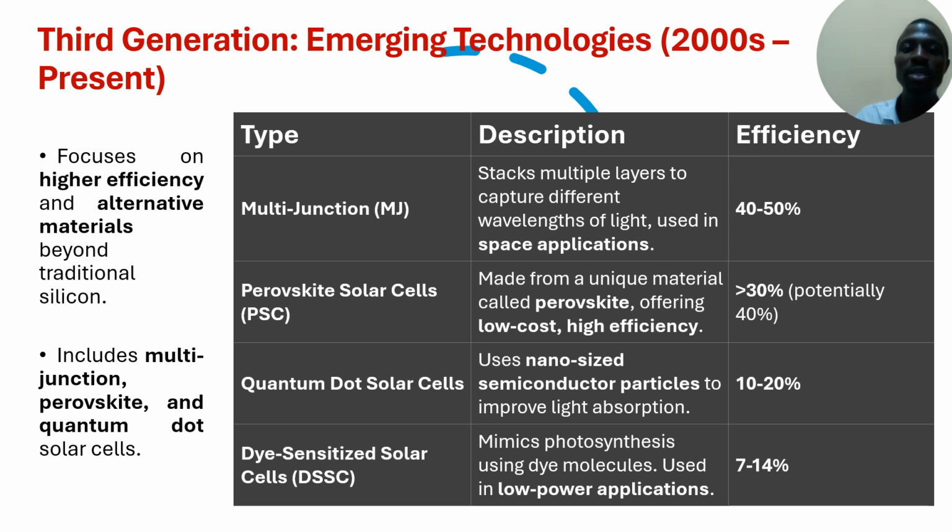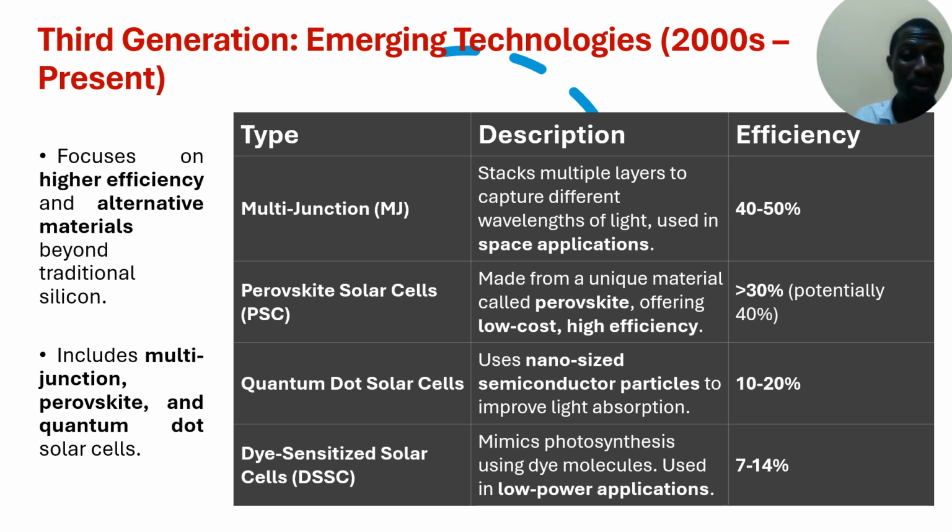Then we have perovskite. Perovskites are made from a unique material called perovskite, offering low cost and high efficiency. Efficiency greater than 30% and potentially 40% has been achieved. However, the stability of perovskites are still questionable. Then we have quantum dot solar cell, which uses nano-sized semiconductor particles to improve light absorption. Efficiencies between 10 and 20% has been achieved. Then we have DSSC, which is known as dye-sensitized solar cell, which mimics photosynthesis using dye molecules, and they are used in low power application.